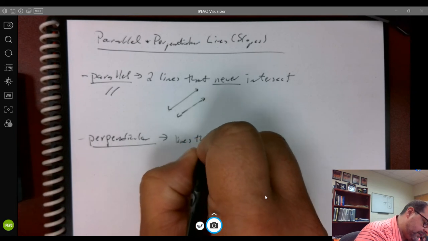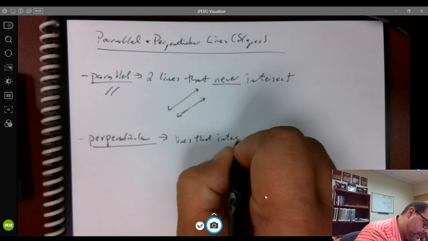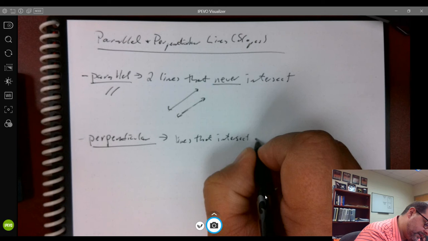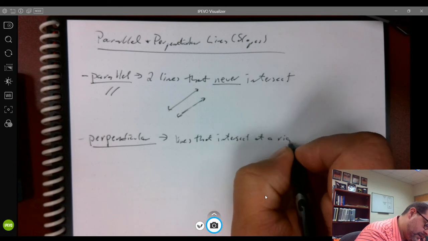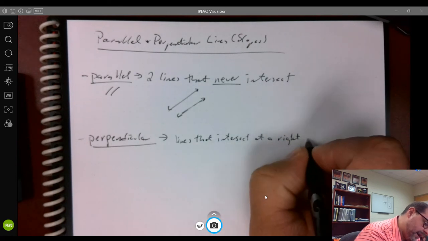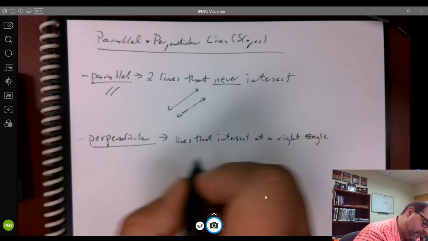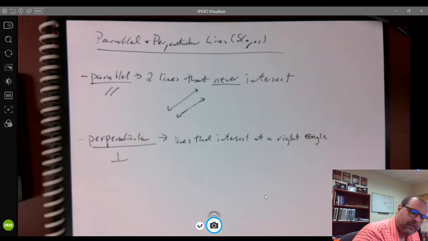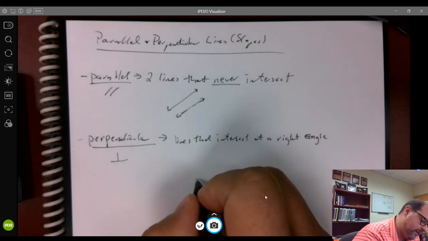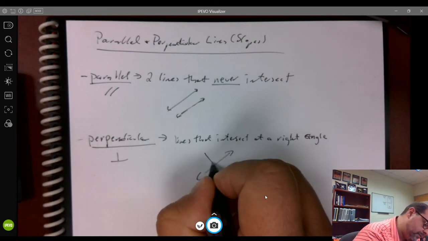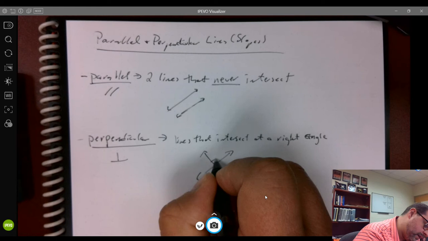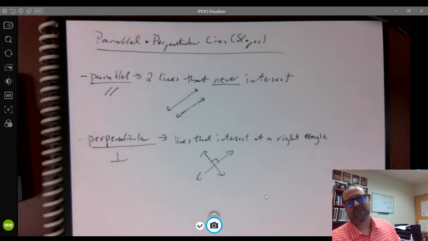They are lines that intersect at a right, I'll write the word out instead of the symbol, angle. So our symbol for perpendicular is kind of an upside down capital T, but they would be two lines that when they cross each other, they don't just cross, they cross at a right angle.